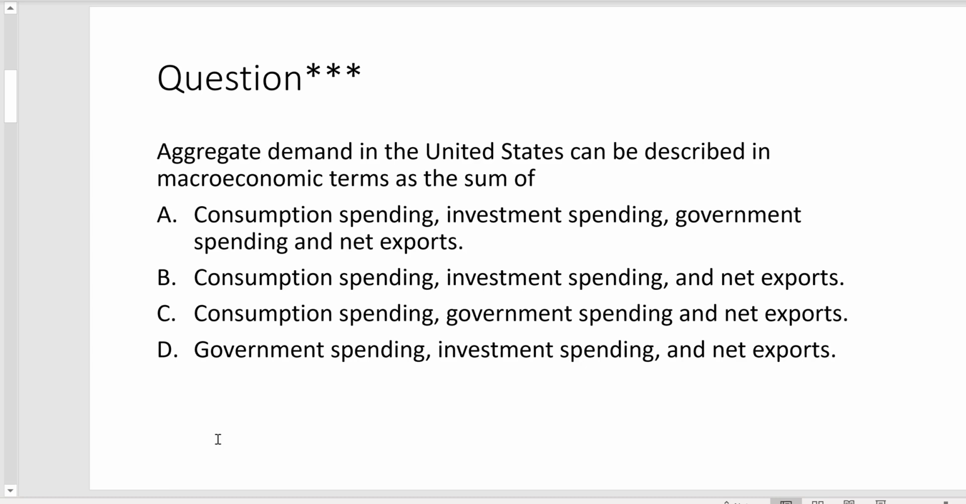B says consumption spending, investment spending, and net exports. Yeah, but what about government spending? It's not in there, so B's out. C, consumption spending, government spending, and net exports. What about business or investment spending? So C's out. D says government spending, investment spending, and net exports. What about consumption? So A has it all.